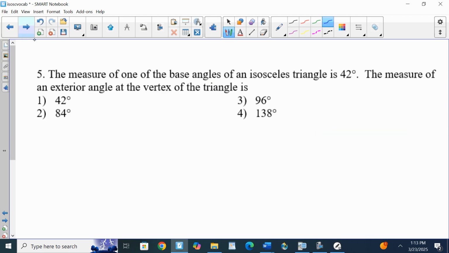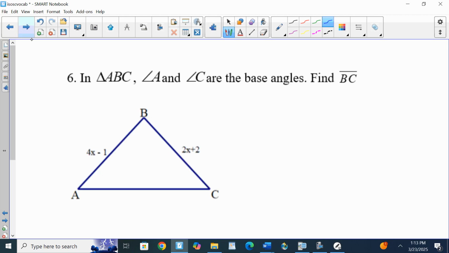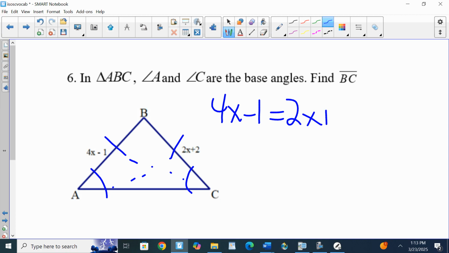And I think we've got something more with word problems. So let's take a look at this. So if A and C are the base angles, and those are my congruent angles, and my congruent sides are opposite those, which means that those two marked sides, 4x minus 1 and 2x plus 2, must be equal, because they are opposite the congruent base angles.